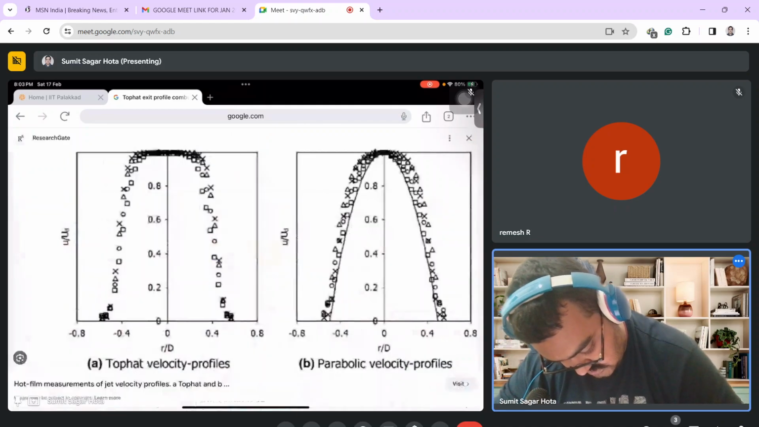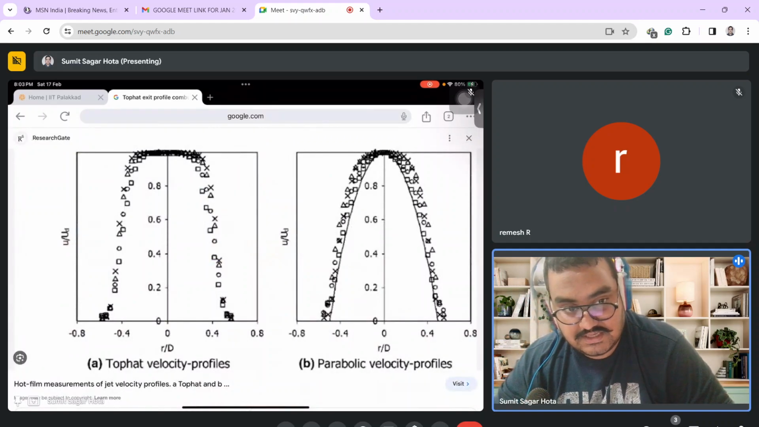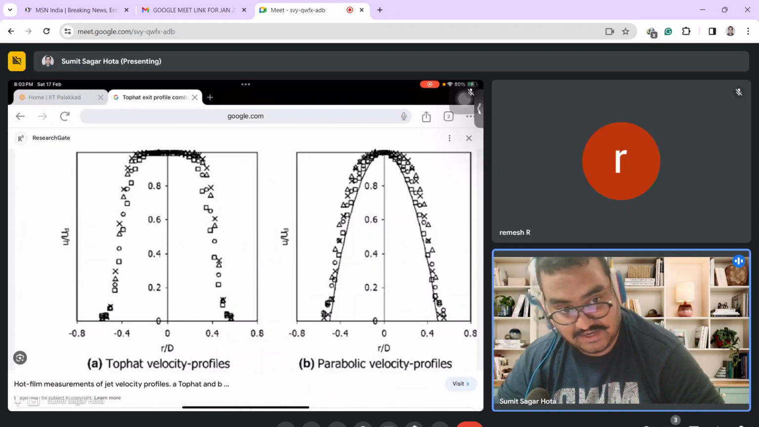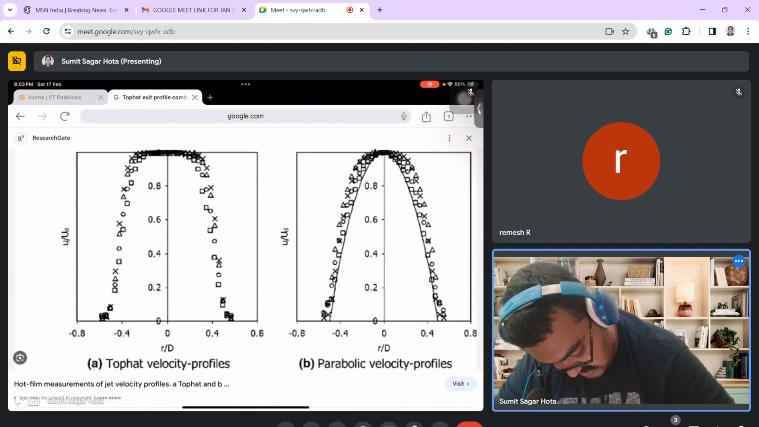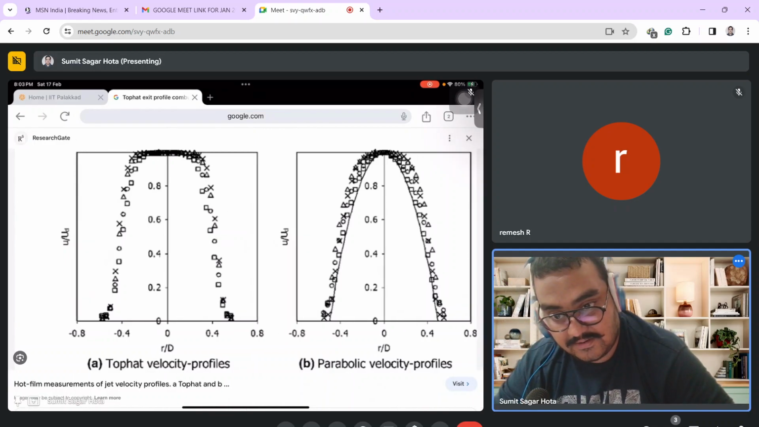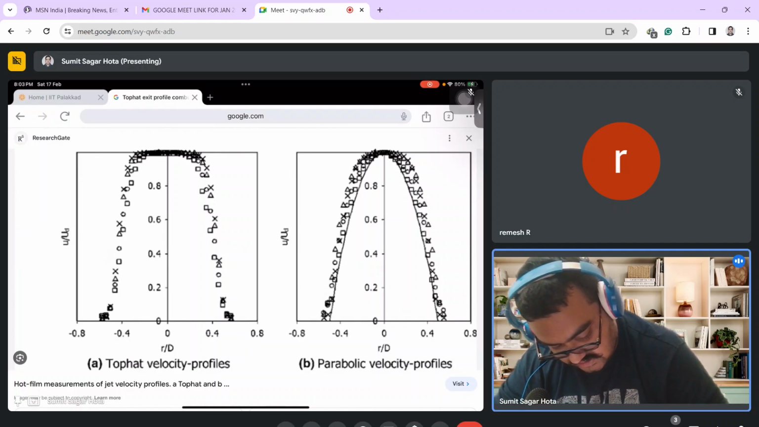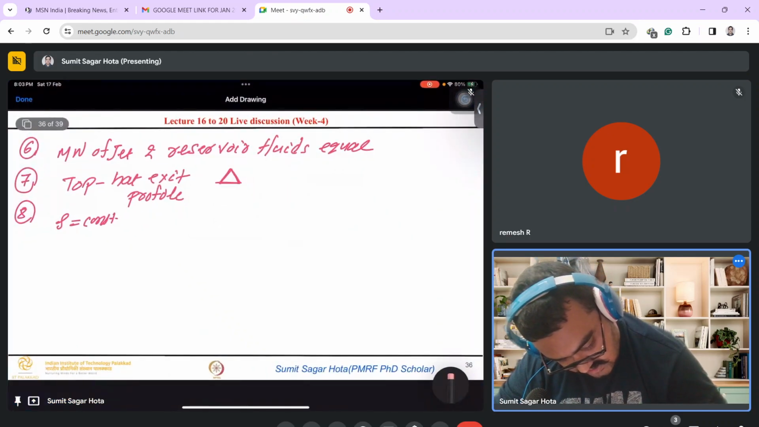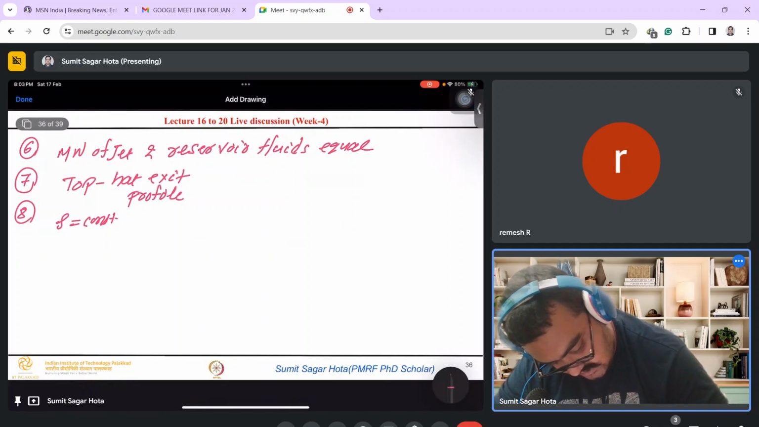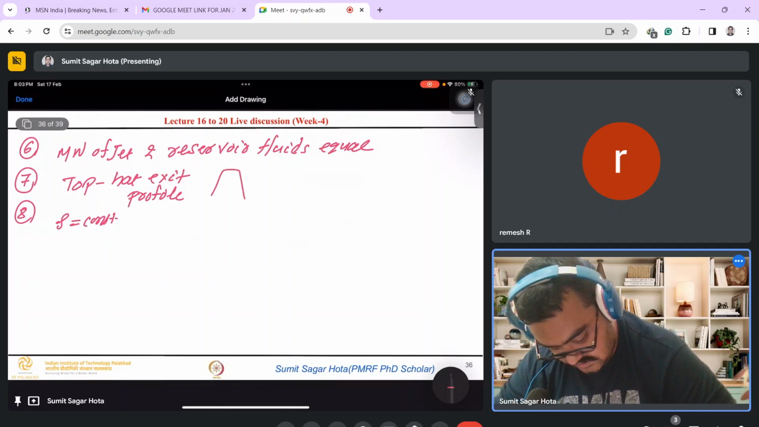This, you see, is not the case. If you can see, I actually showed you wrong. That's the reason I had the doubt, so I'm showing you. You see, this is the top hat exit profile. It goes up, then here it's kind of constant, and then goes down. The left side is your top hat, and the right side is your parabolic velocity profile. So that's what the top hat velocity profile looks like.